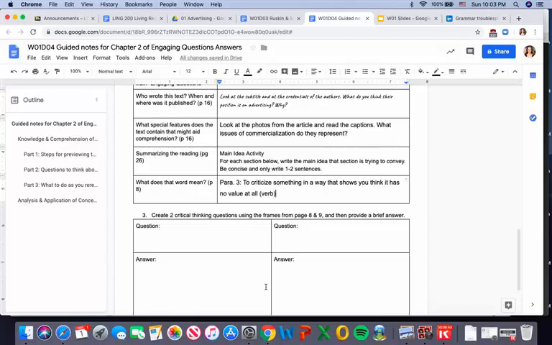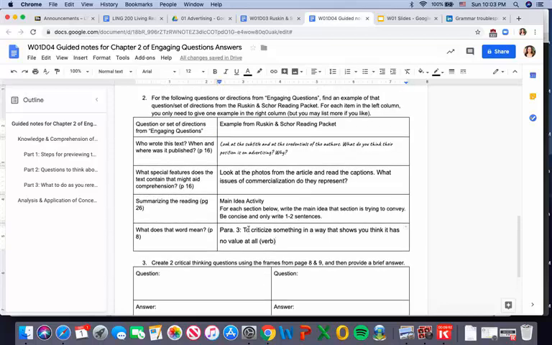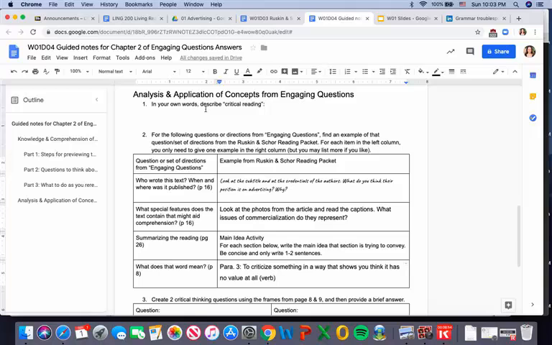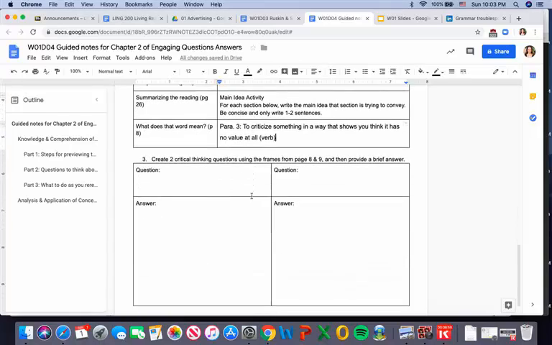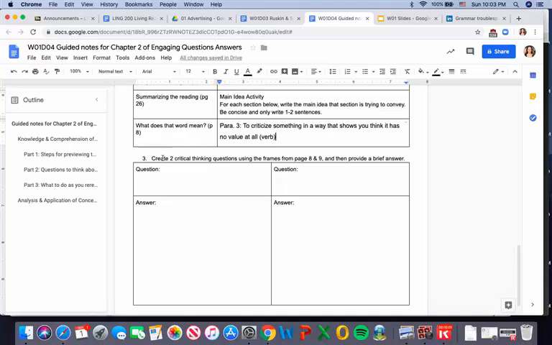So right now we've finished question 2 with the analysis and application of concepts from Engaging Questions. And the last one is that you have to create 2 critical thinking questions using the frames from pages 8 and 9 and then provide a brief answer. That means you're asking questions about the Ruskin and Shore article, so you might need to pull that up and use it.